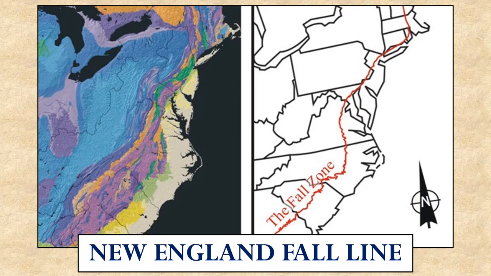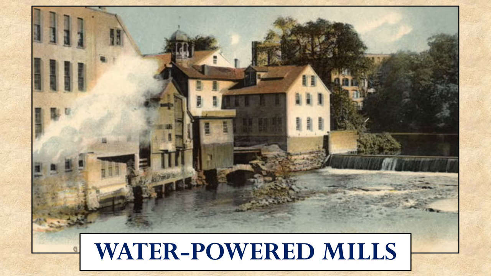In New England, water-powered mills were created along the fall line, where they created all kinds of manufactured products. They would use the waterfall to create power to run machines to help produce these products more efficiently, which then they could ship away very easily from the coast and sell all around the country or all around the world.